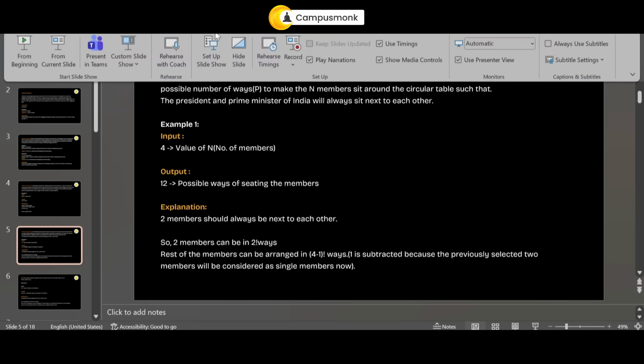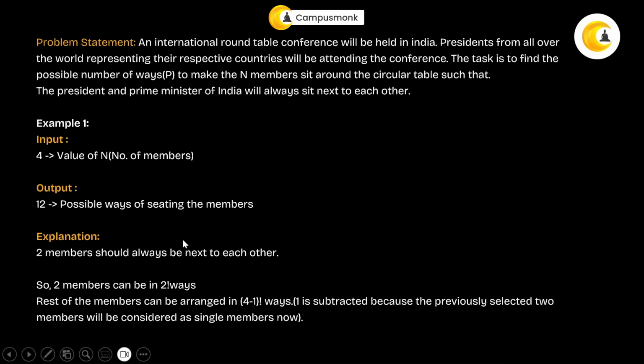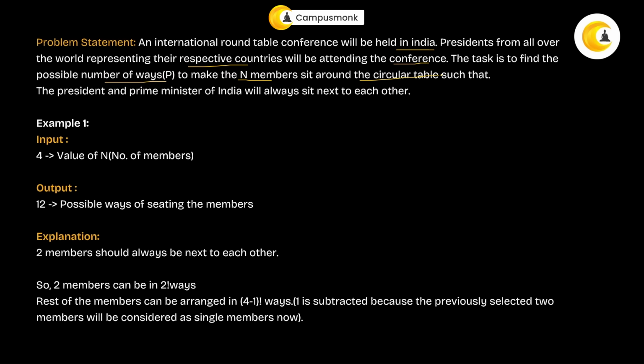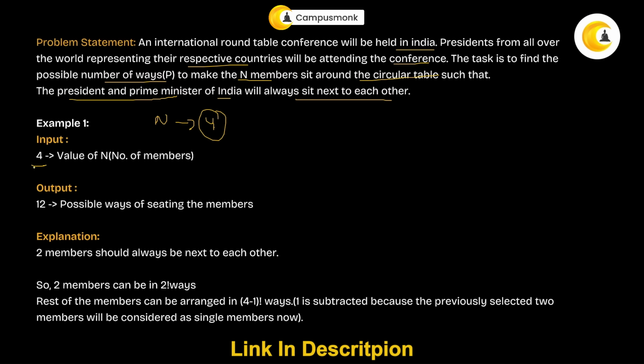As we move ahead from here, the intensity of the questions might increase slightly. So let's look into this question. It says that an international roundtable conference will be held in India. Presidents from all over the world representing their respective countries will be attending the conference. The task is to find the possible number of ways to make n members sit around a circular table such that the President and Prime Minister of India will sit next to each other. So your input is again just n, that is 4.